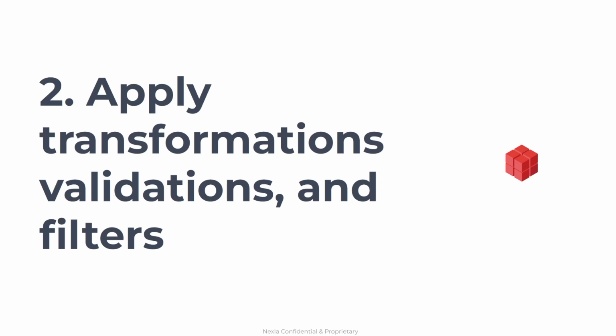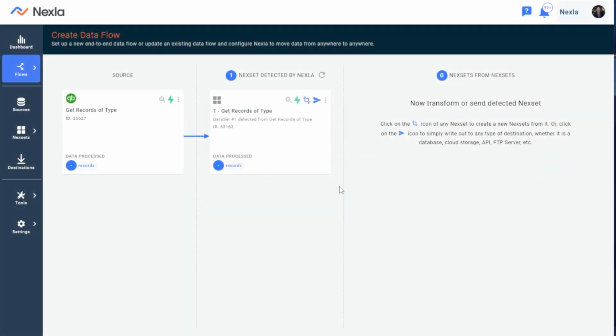Step 2. Apply transformations, validations, and filters. If we do need to do some transformations, reform the schema, and rearrange the data before sending it to NetSuite Analytics Warehouse, then we need to enter the Transform screen in Netzla. To do that, just click on the Transform button here on the net set.